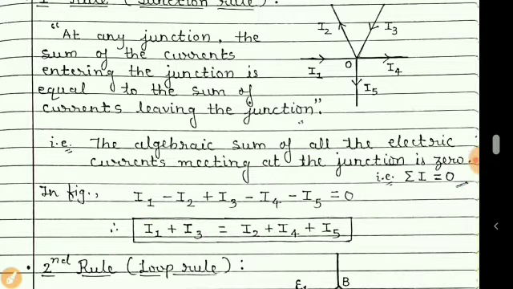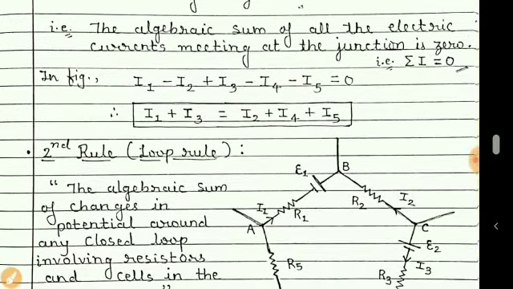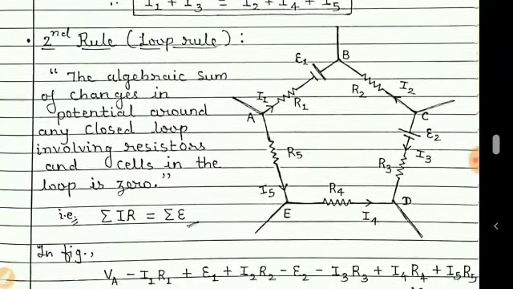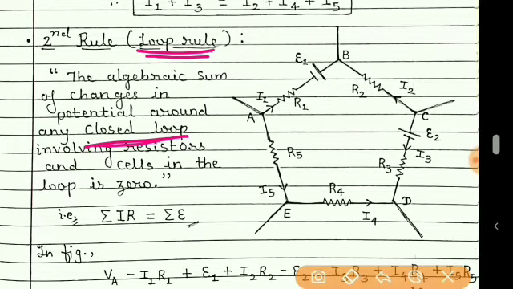Now about Kirchhoff's second rule. It is also known as the loop rule, means it is applied to the closed path or closed loop. Students, you can see here a closed loop in a figure. A, B, C, D, E, A. So this is a closed loop.